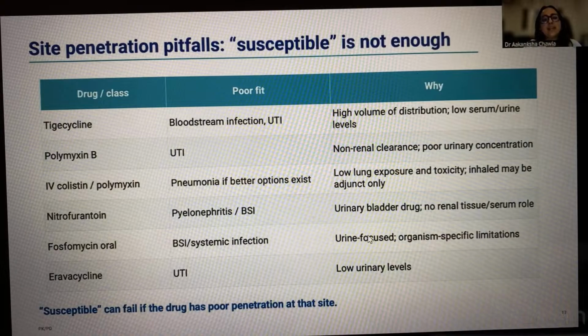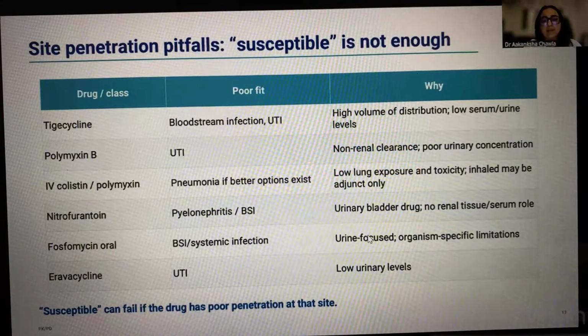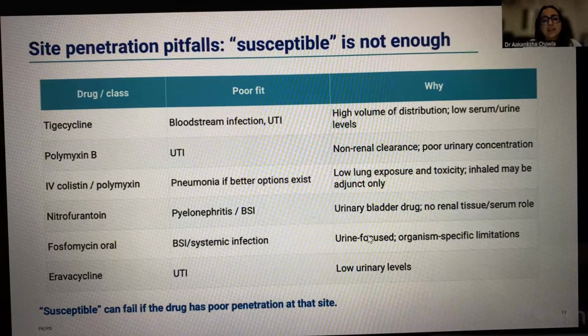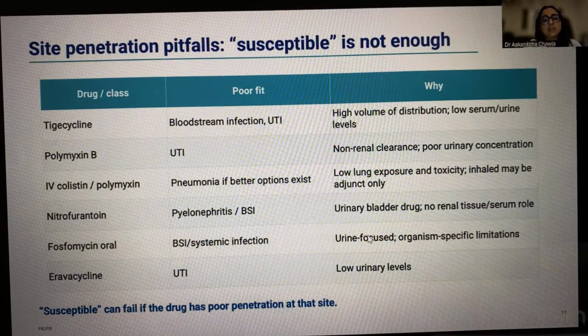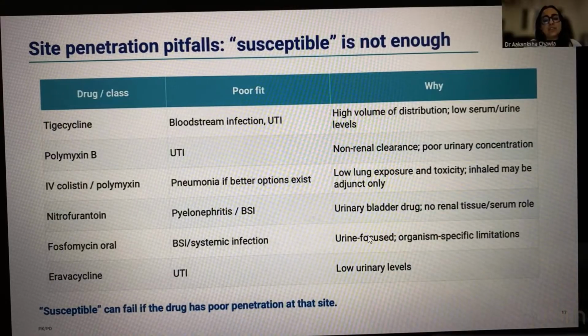Like I said, your site of infection and your drug of choice matter. So when you're selecting a drug, you need to know whether it actually is a good fit or not. For example, if you select tigecycline for a bloodstream infection or UTI, it will not be effective. So it is a poor fit because it does not penetrate. It has low serum and urine levels. Similarly, polymyxin B for UTI, there is no renal clearance, poor urinary concentration.